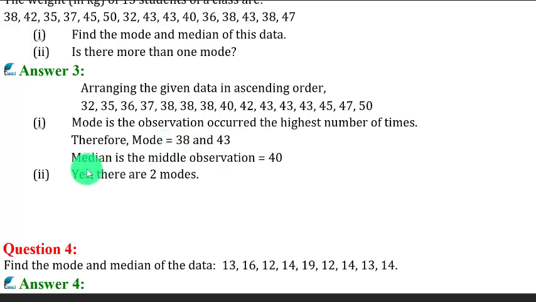And then the median, which is the middle observation. Total are 15, so the 8th one is called the median or middle. So 1, 2, 3, 4, 5, 6, 7, 8. 40 is the middle observation. So you can take the median as 40.